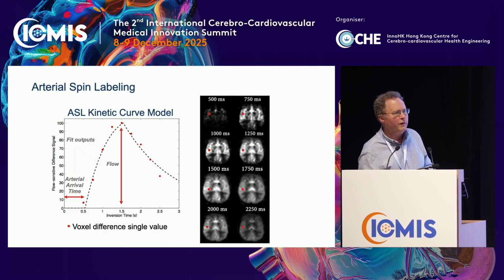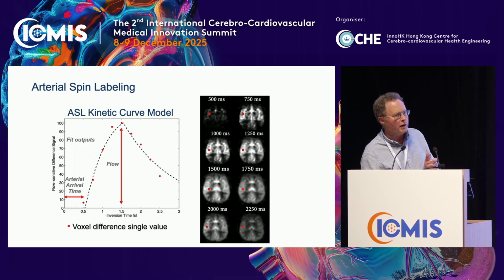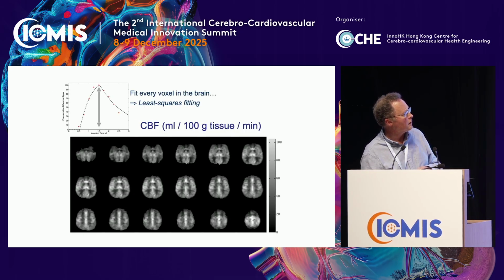Now, you can fit the signal at a series of different inversion delays to a kinetic model, and you can see that schematically here. And this gives information both on the blood flow and also on the arterial arrival time, both of which are clinically useful measurements to make. So this is an example of quantitative perfusion that's been calculated from that kinetic curve in units of milliliter per 100 grams of tissue per minute.